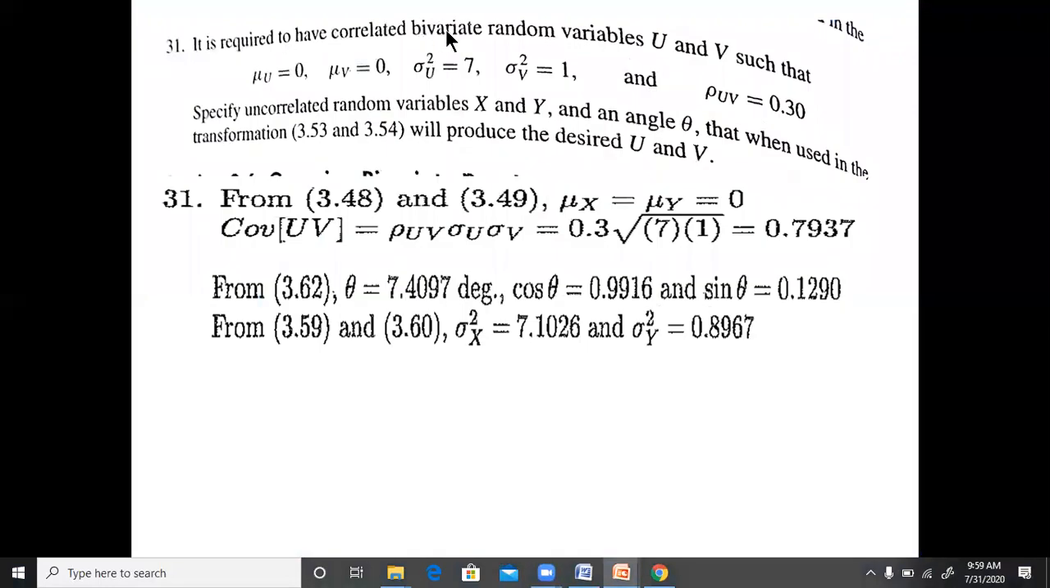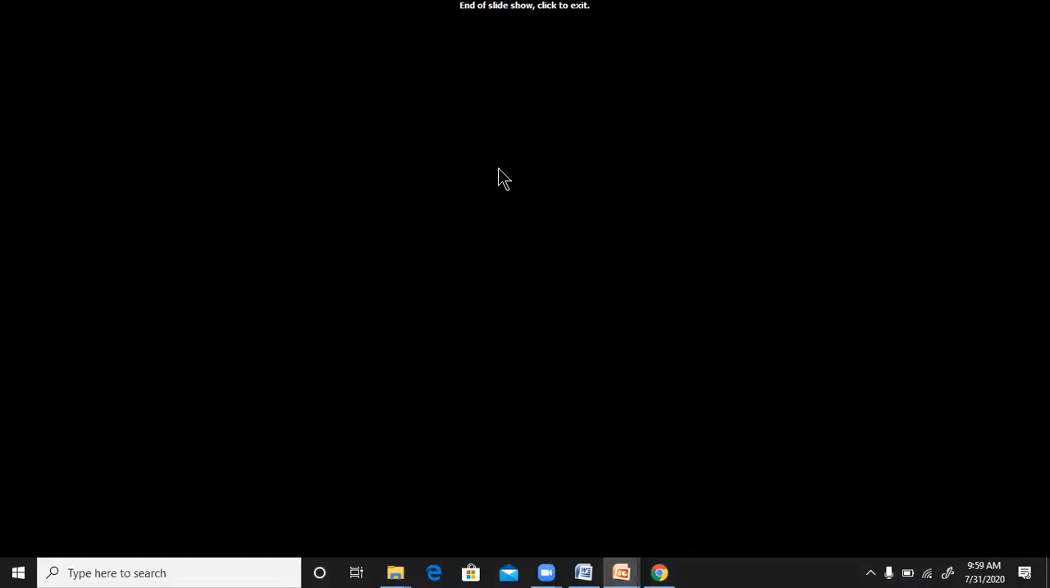So it is required to have correlated bivariate random variables u and v such that the mean of u is equal to 0, the mean of v is equal to 0, the variance of u is 7, the variance of v is 1, and the covariance of u and v is 0.03. Specify uncorrelated random variables x and y and an angle theta that, when used in the transformation 3.53 and 3.54, will produce the desired u and v.